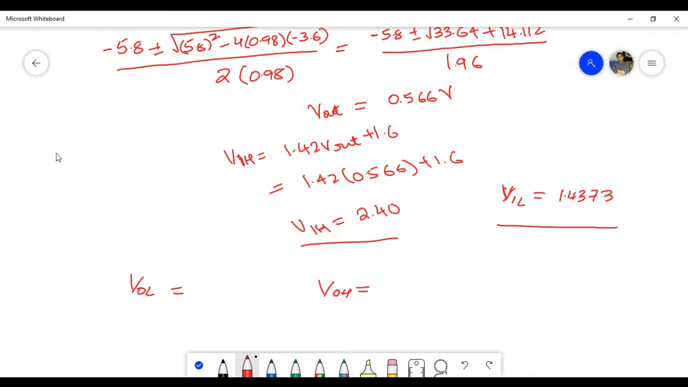Okay, so this is a transistor. Suppose this is the CMOS transistor. It will work in two conditions only: VDD equals 5 volt or VDD equals 0 volt. Low means it is 0 volt. High means it is 5 volt.